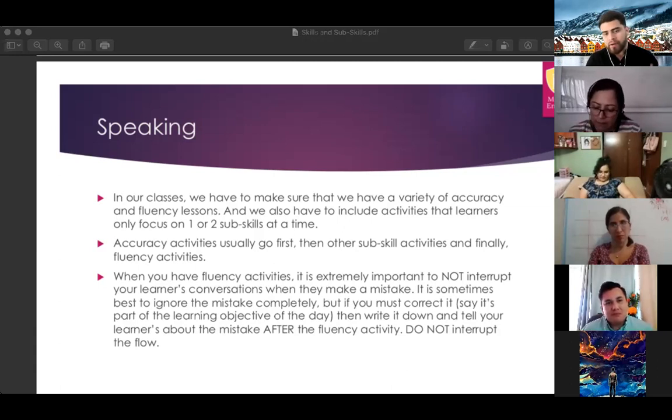Now, it depends on your students too, right? Maybe they don't need to be fluent. Maybe they just need to pass a test. So you have to work on the accuracy. It all depends on your students and their goals and your program, okay? But if your program allows you to work on fluency, do it. It's beautiful, okay?